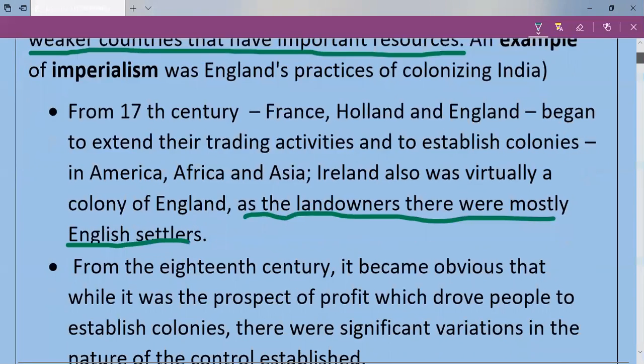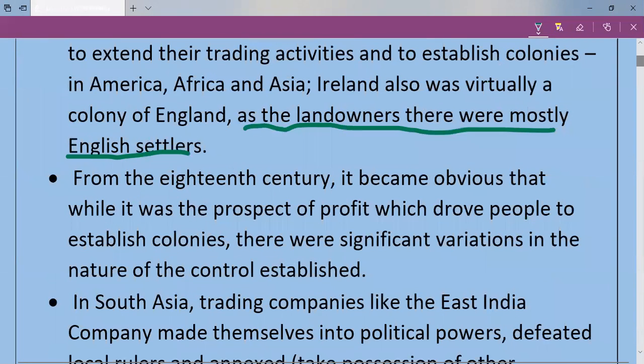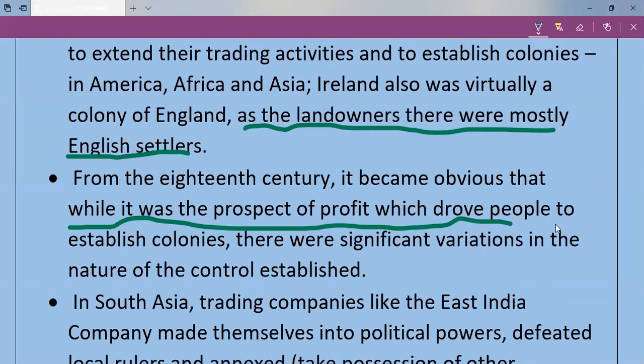From the 18th century, it became obvious that while it was a prospect of profit which drove people to establish colonies, there were significant variations in the nature of control established. So why did they move to other countries? As I told before, they needed raw materials and they wanted to sell their finished products in these colonies. And why were they doing all these things? Because they knew that they would get profit. The possibility of getting profit attracted these people to these colonies.